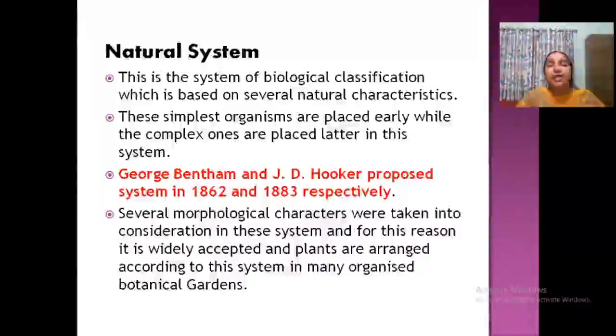The second system is the natural system. It is based on several natural characters. The simplest organism is placed first, while the complex one comes later in the system. One example is the classification proposed by George Bentham and J.D. Hooker in 1862 and 1883. This system you have to study in detail. Here many of the natural characters are considered, and several morphological characters are taken into consideration. According to this system, plants are arranged in botanical gardens, herbaria, etc. So, that's all about the natural system.